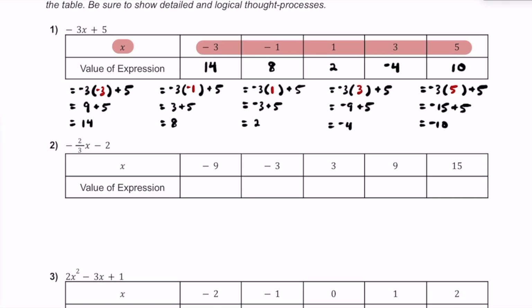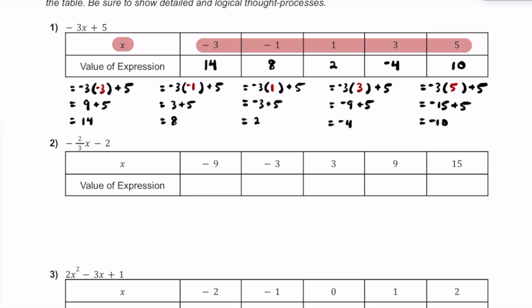All right, let's check out another one together. In number 2, we have this expression of negative 2/3 x minus 2. We're going to evaluate this expression for the value of x, and we have these 5 different values of x that we're going to try this for.